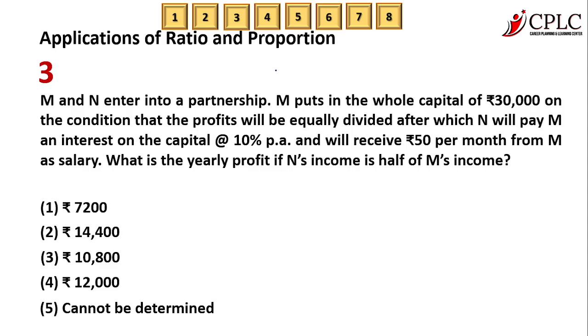So this income part we'll do it later. The conditions are the entire capital M does it and doesn't do anything. Then profits will be equally divided. So suppose that is X, and N will pay M an interest of 10% for the capital. So 30,000 ka interest is 3,000. So 3,000 N will give to M. So this is plus. And N will receive a salary of 50 rupees per month from M. So 50 rupees per month, so for the entire 1 year, it is 600 rupees.